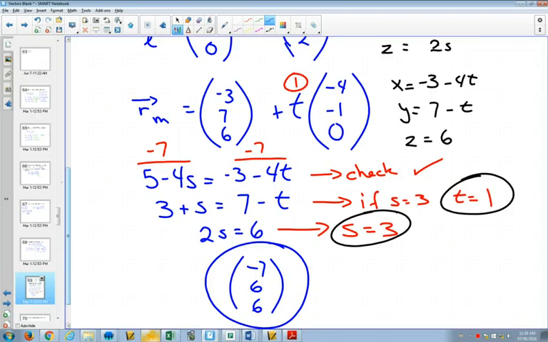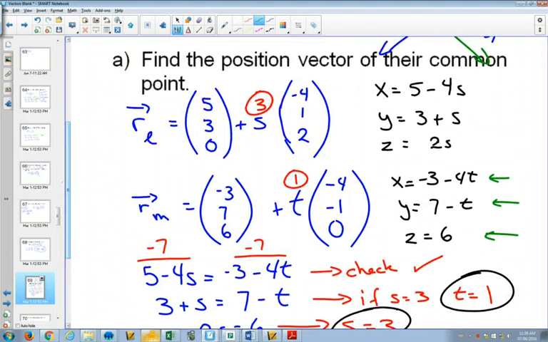If you want, you can use your parametric equations. Plug in 1 for t, what's your x coordinate going to be? Negative 7. Plug in 1, what's your y coordinate going to be? 6. Plug in 1 for the z coordinate, there's nothing to do there. It stays 6. Or you could have gone to your parametric equations here. Plug in 3 for s. What's the z coordinate going to be? It's going to be 6. And 3 for s in the x coordinate, you're going to get negative 7.